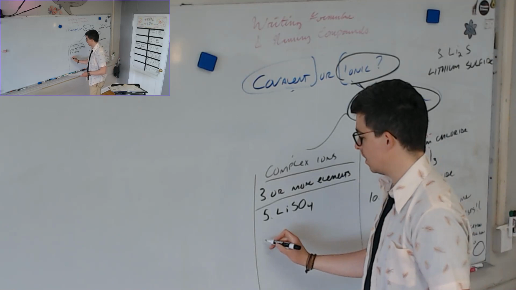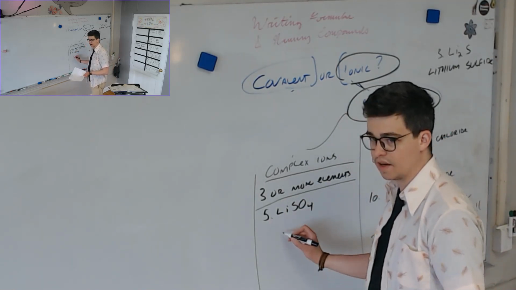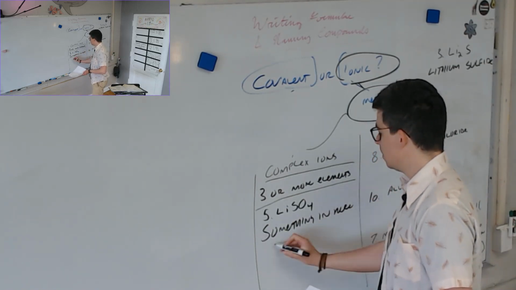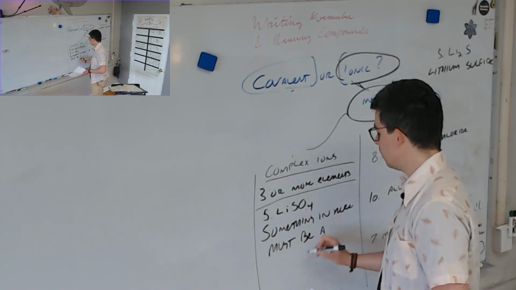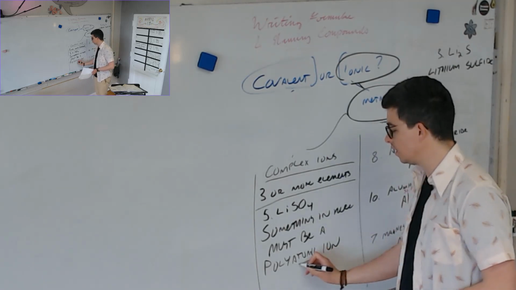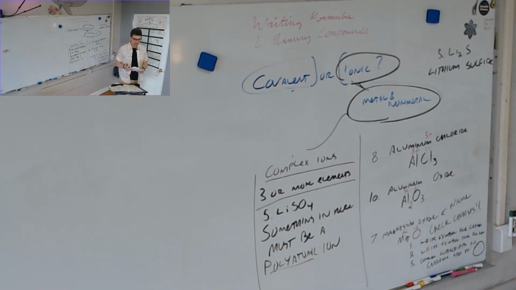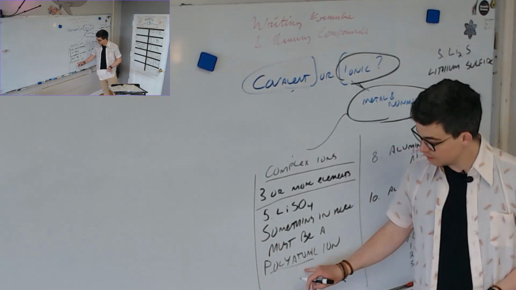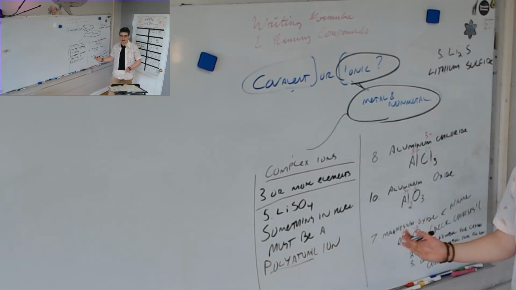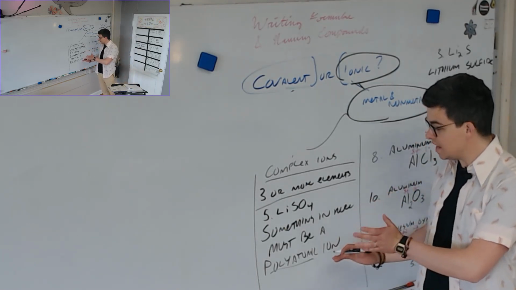Something in here, let's write this down, because I shout this loudly every year for the last 9 years of my life, but I'm just going to write it down so you can write it down. Something in here must be what we call a polyatomic ion. What does poly mean? Multiple. More than one. Polyatomic, multiple atoms. It's an ion that's made of multiple atoms.